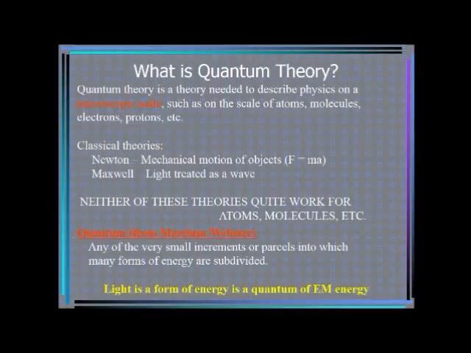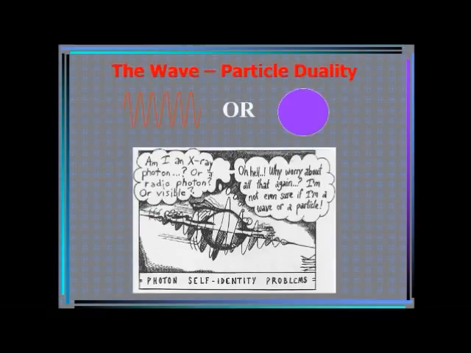Energy is subdivided into very small increments or parcels. So we can say light is a form of energy, a quantum of electromagnetic energy. It is formed into packets known as photons. So is it a wave or a particle? This is a very doubtful question.